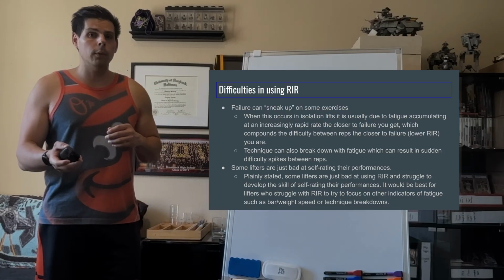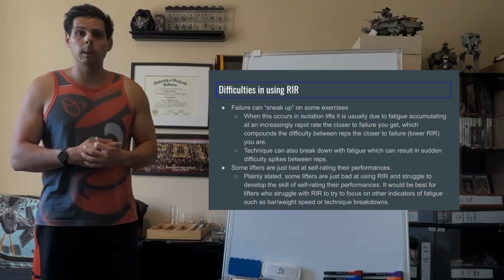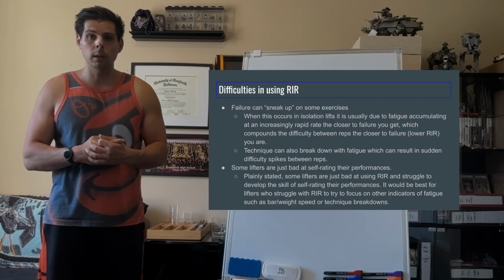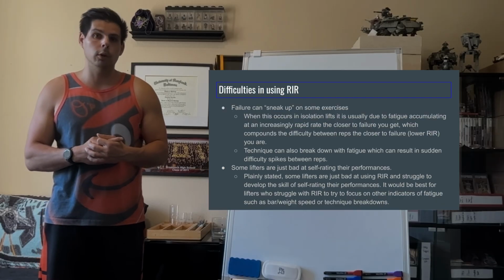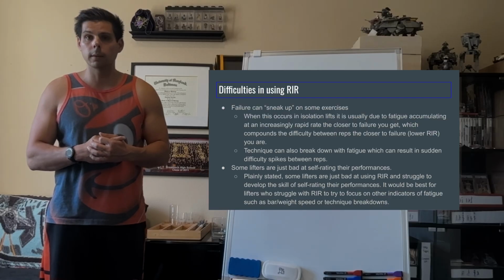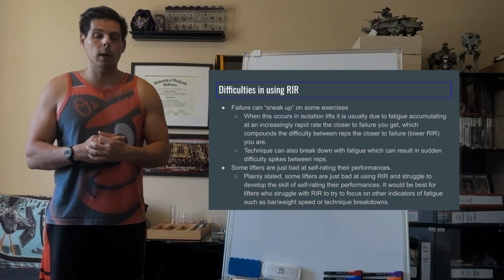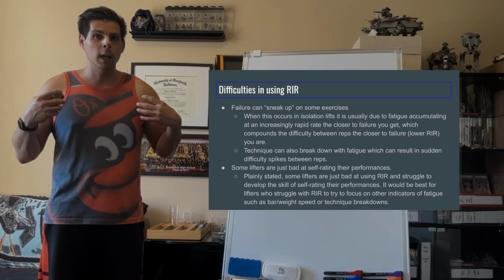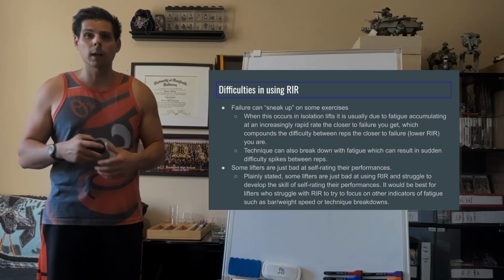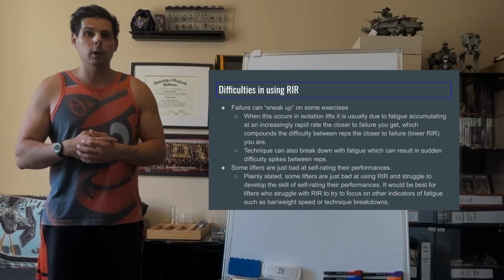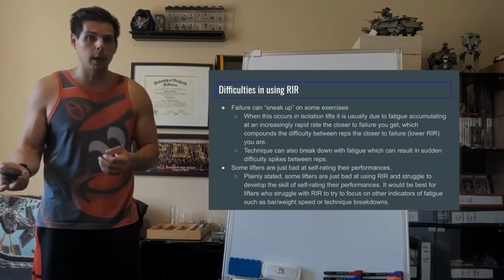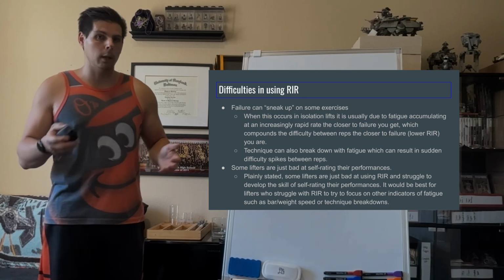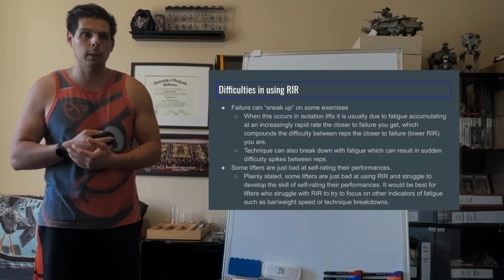If you're a lifter that falls into that camp, the thing you're going to be monitoring is you're going to be paying a lot of attention to bar or weight speed. You're going to be paying a lot of attention to your form to monitor for technical breakdowns. And you're also probably going to try to get really in tune with the idea of the muscle burn. That is going to be your closest approximation to an RIR. So you're going to need to focus on these other things rather than trying to come up with a specific rating if you're not that good at rating self-performance like that.